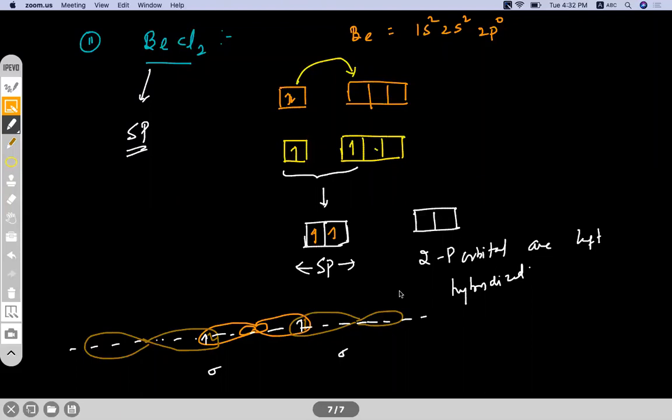If possible, then they can form pi bonds. Here it is not forming, but in other cases, if it is possible to form, then they will form pi bonds. Tell me, did you get it, all of you?